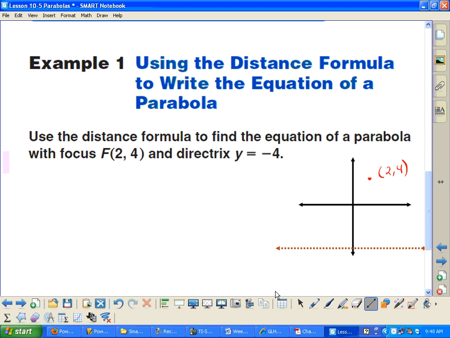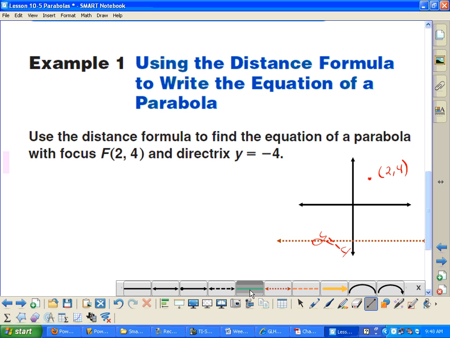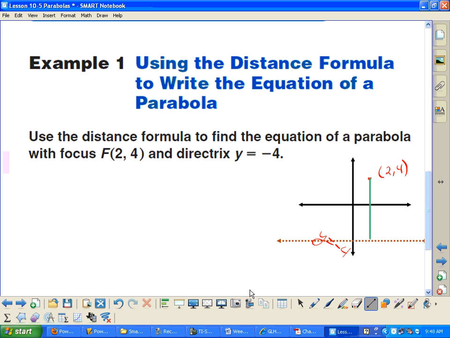Okay. So if this is at the line y equals -4, then where's the vertex at? The vertex is halfway between the focus and the directrix. So where would the vertex be at then? At -1? At 0? Well, let's see. If we make a vertical segment between the focus and the directrix, it's got to be halfway in between.